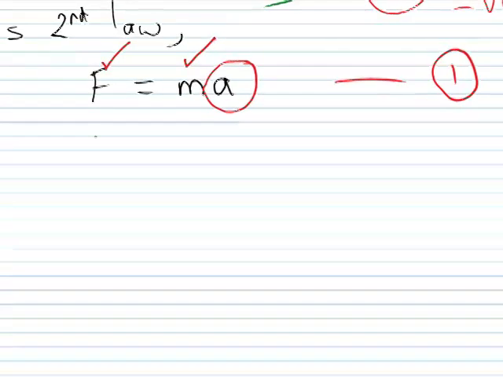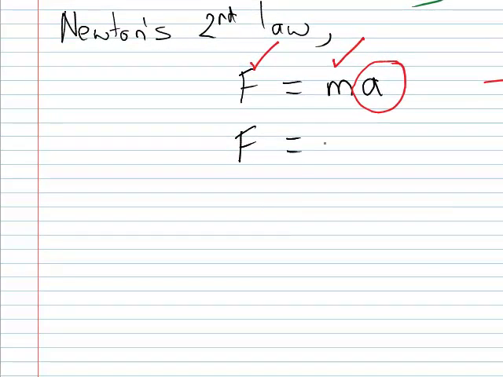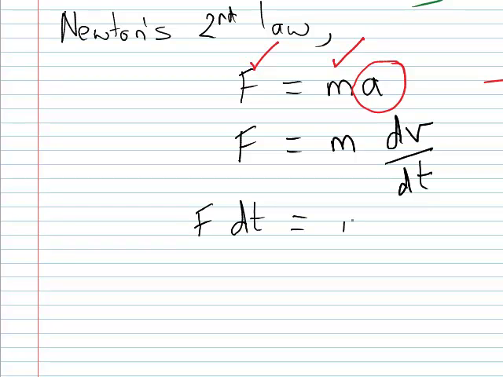Now we also know that we can write acceleration as rate of change of velocity. So we can express that in this form, dv by dt, or the rate of change of velocity. And if we rearrange this, so we have f dt equals m dv, and then we integrate.